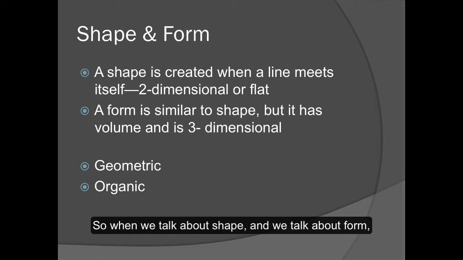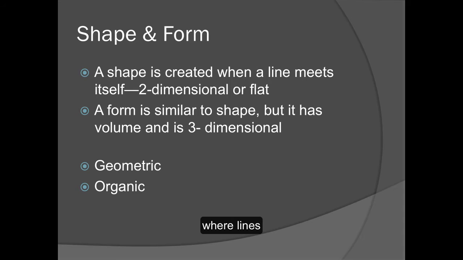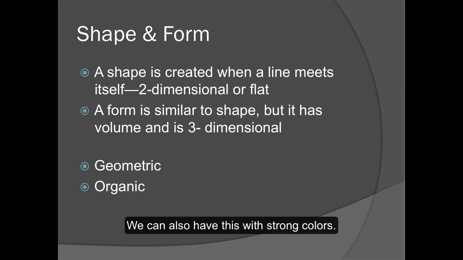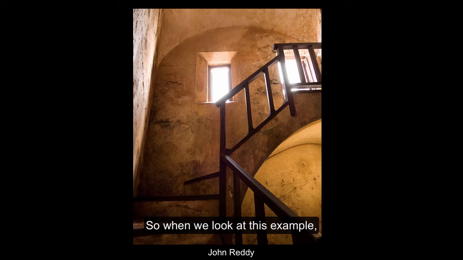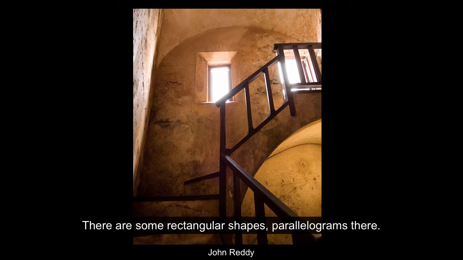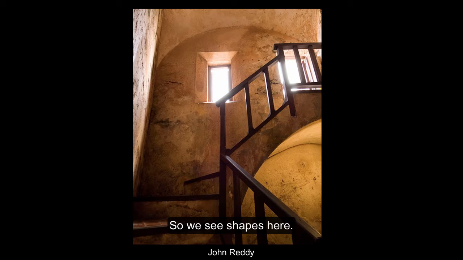So when we talk about shape and we talk about form, with shape we're talking about where lines are creating an area. We can also have this with strong color. So don't think of everything has to be outlined. I call it the coloring book effect. We don't mean that, but we mean that there's an edge somewhere. So when we look at this example, we see some shapes obviously in the rail. There are some rectangular shapes, parallelograms there. We see it in the structure of the walls and the window.